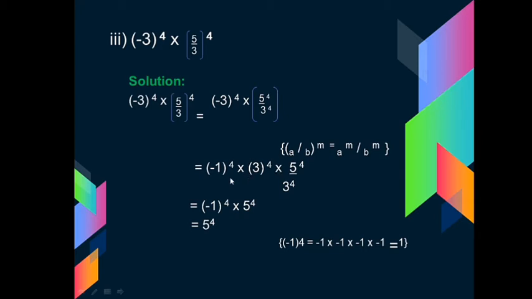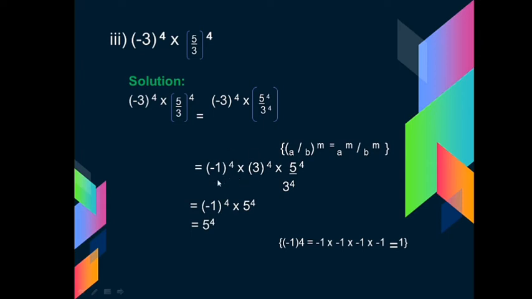So now we can write this expression as (-1)^4 × 3^4 × 5^4 / 3^4. What we did here, we have written this expression as it is, but here it is given minus 3. So we can write minus 3 as minus 1 into 3, because minus 1 into 3 will be equal to minus 3 only. That's why we have written minus 1 into 3, and as the exponent is given as 4, we have written exponent 4 for minus 1 and for 3, as it is already given, because (-3)^4 will equal this expression.